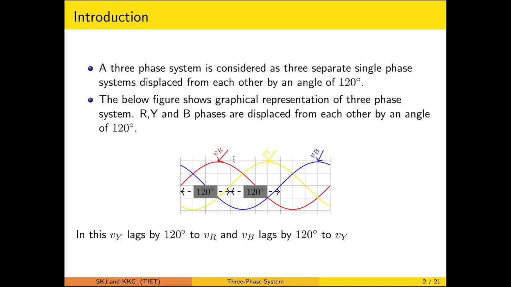So what we can see is that this particular Vy is lagging by 120 degree to the VR voltage, whereas Vb is still lagging by 120 degree to the Vy. So this is what comes out as the three phase system.